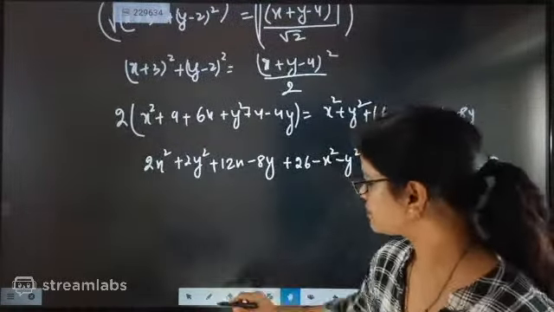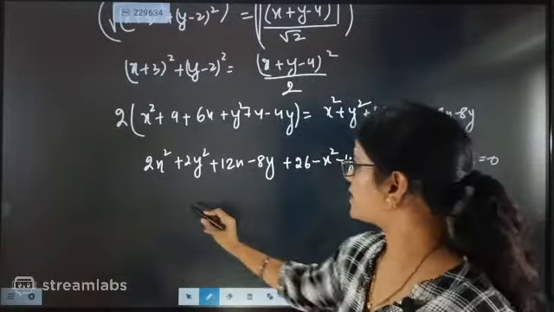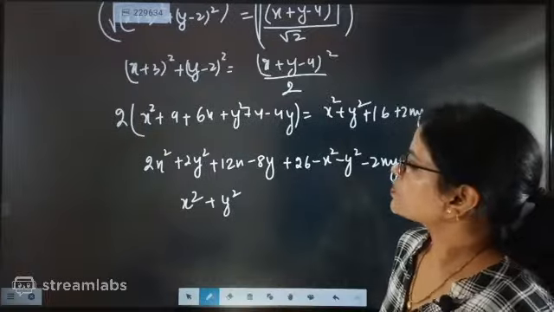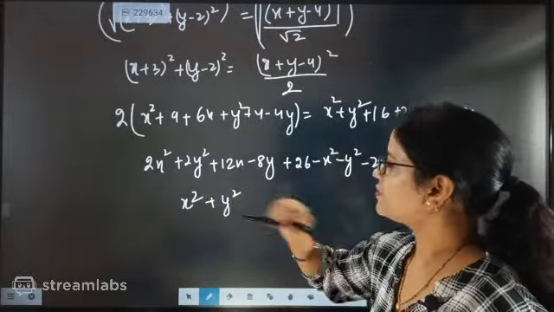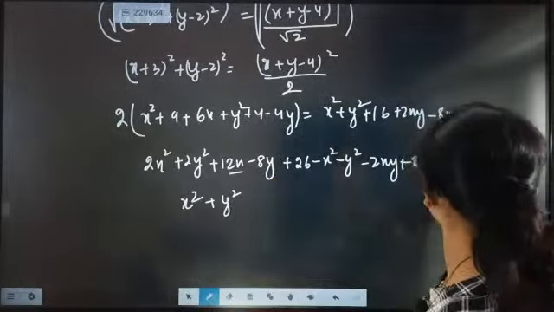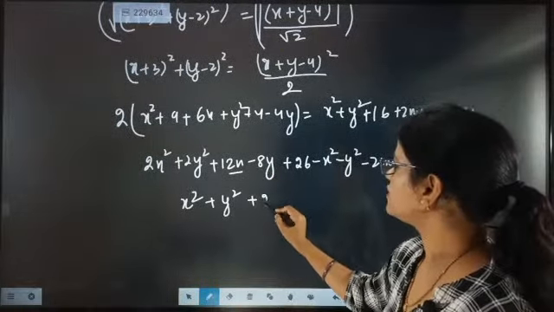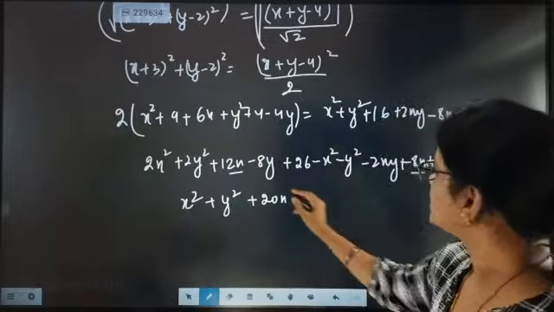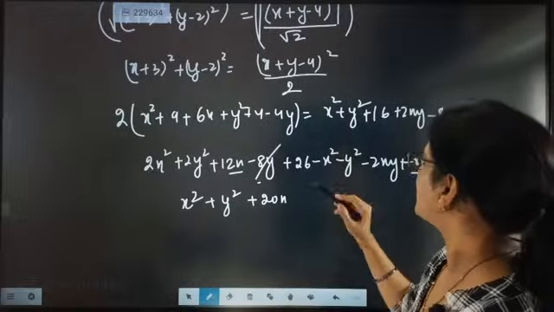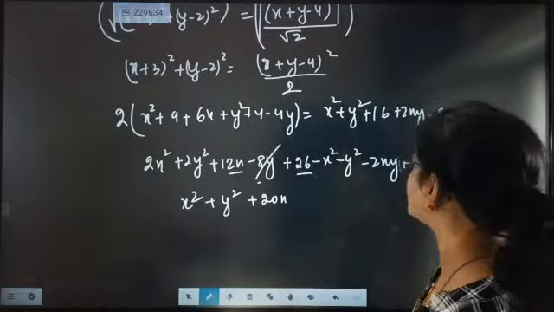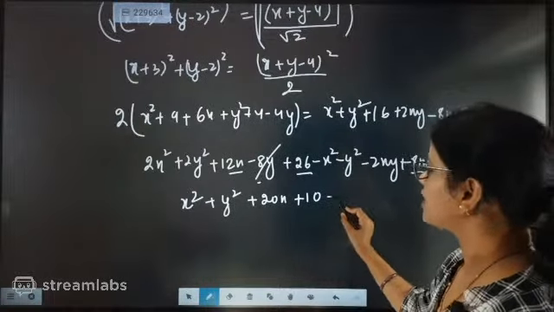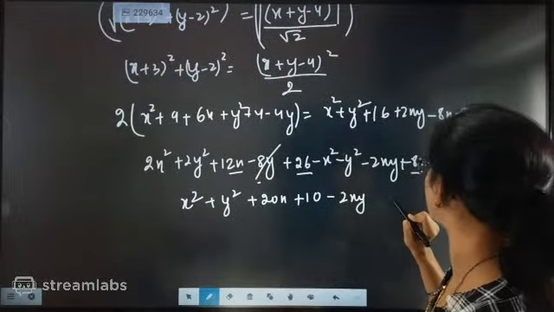Now x square plus y square remains. Then 12x and 8x give 20x. Minus 8y and plus 8y cancel out. Then 26 and minus 16 give 10. And here minus 2xy is also coming.